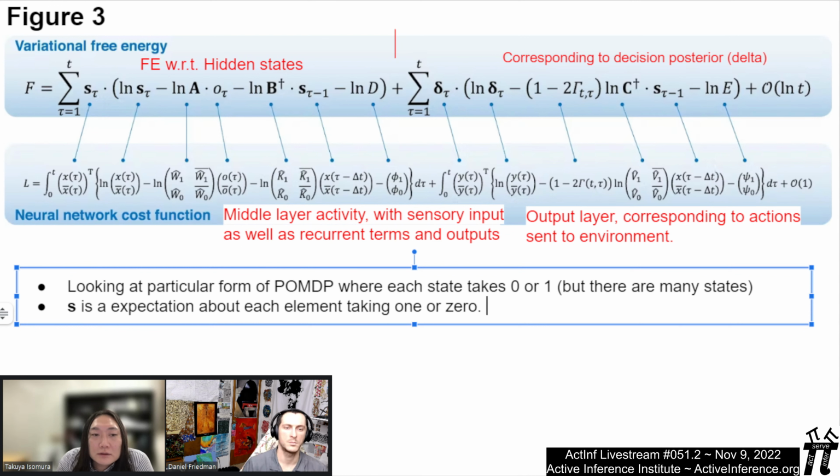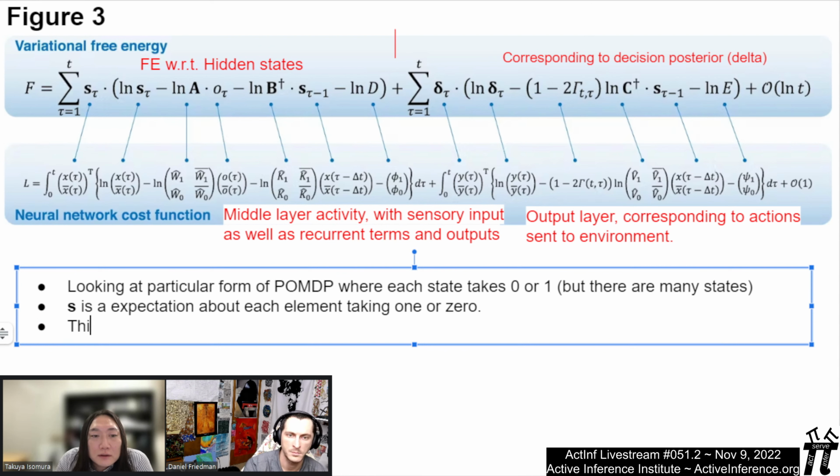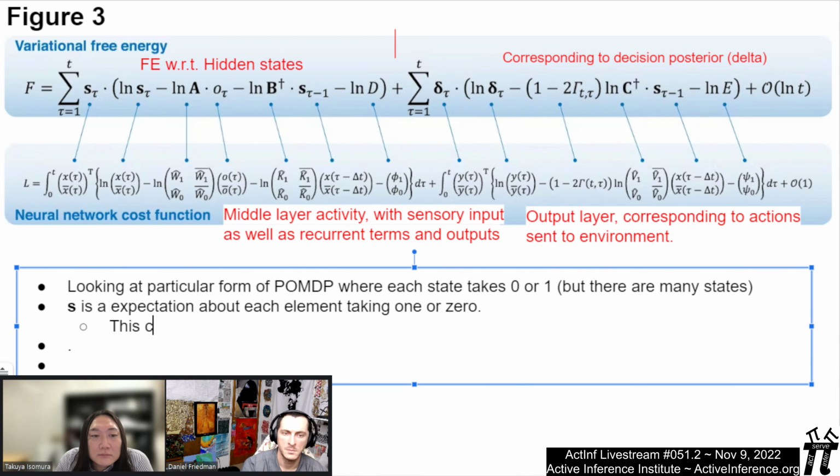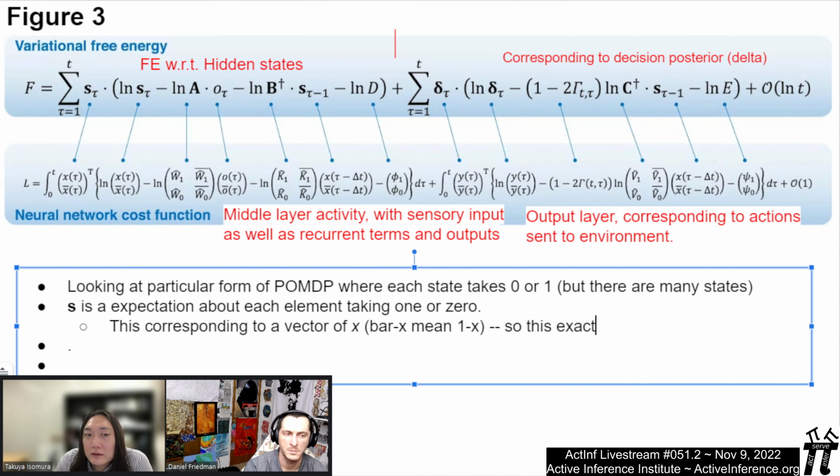And this S nicely corresponds to the block vector shown in the bottom of this figure. It is a vector of x and bar x, and here bar x indicates 1 minus x in the element-wise sense, which exactly corresponds to the block vector of S expectation.